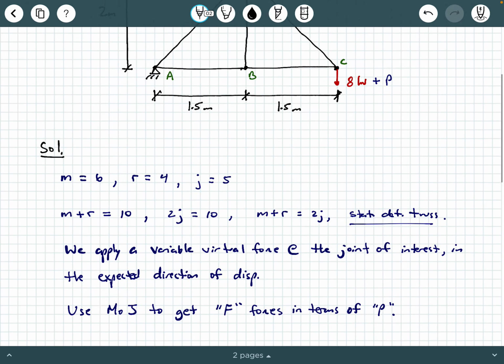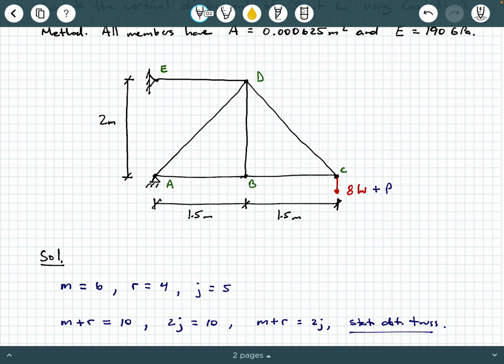So we can go ahead and use some check marks here. I'm going to check off CD and BC, okay? So we have those two members. What next? Well, if you look closely, you should recognize that member BD is a zero force member, so we can go ahead and zero that out. If you're rusty on your zero force members, go back and look at the criteria for visually identifying zero force members, okay?